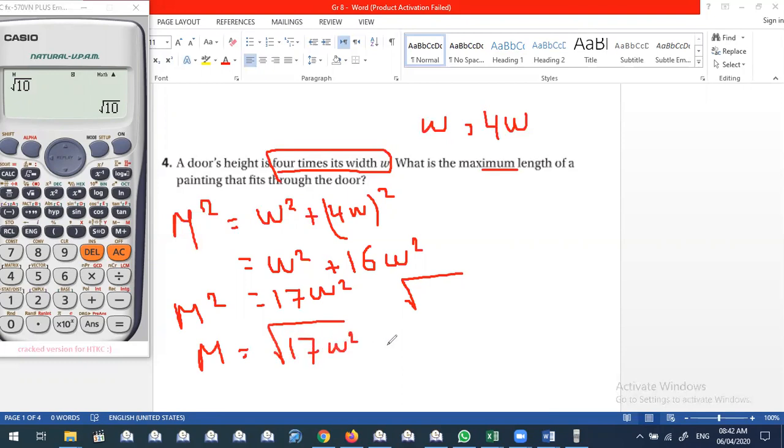Let's find first the square root of 17. It will be the same. And what about the square root of w power 2? w is power 2, so we are going to divide 2 by 2. 2 divided by 2 is 1. There is no remainder, so there is no w inside the square root. w will be outside. Only w. So the answer is square root 17 w.